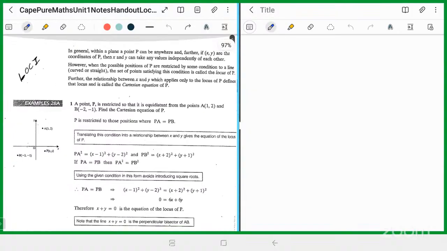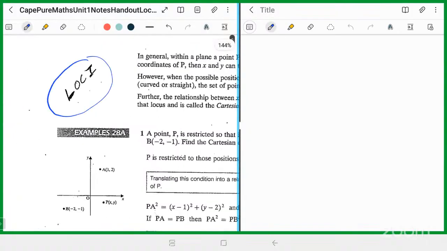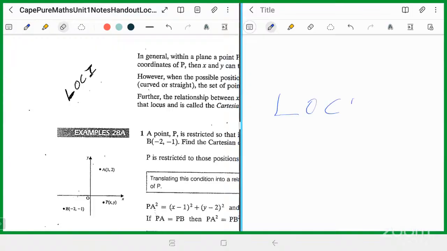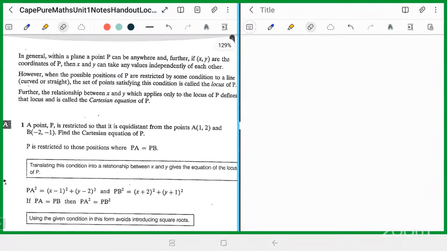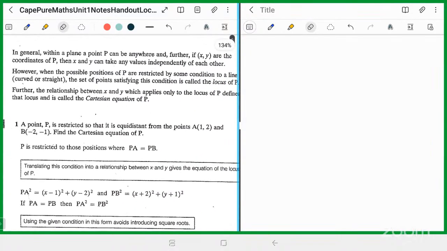That has some notes about what loci is. Loci is the plural of the word locus. So we talk about the locus of a point. Locus is singular, loci is plural. So what is the locus of a point? Let me say it in my own words first.